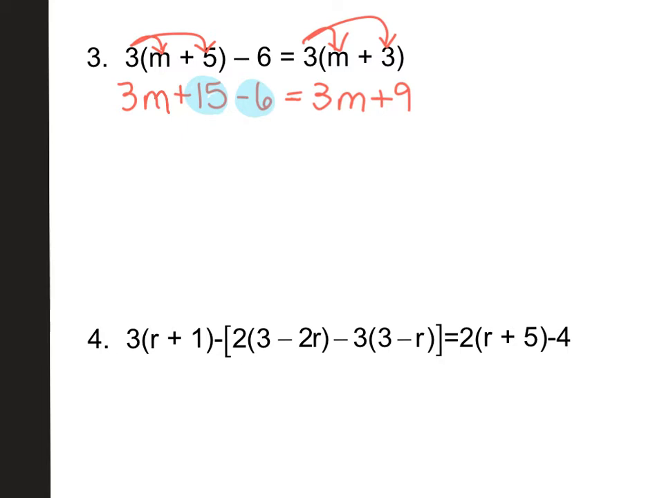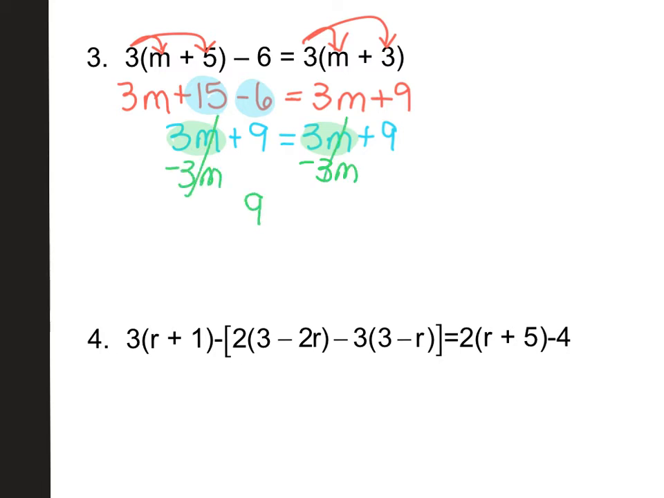And I get 3m plus 9 equals 3m plus 9. So what you should see is that these are already equal to each other. But I'm going to go ahead and show you that these variables would cancel out just like they did in problem number 2, no matter which way you move them.